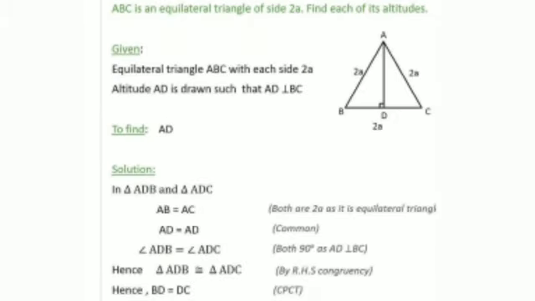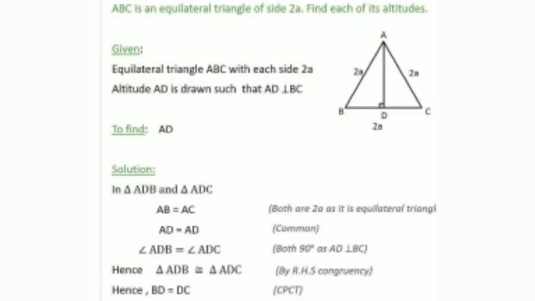Now next, question number 6 is: ABC is an equilateral triangle of side 2A. Find each of its altitude. Students, you should know that one of the properties of the equilateral triangle is that its altitude and median both are one and the same. So here we have a small construction that we will draw AD perpendicular to BC.